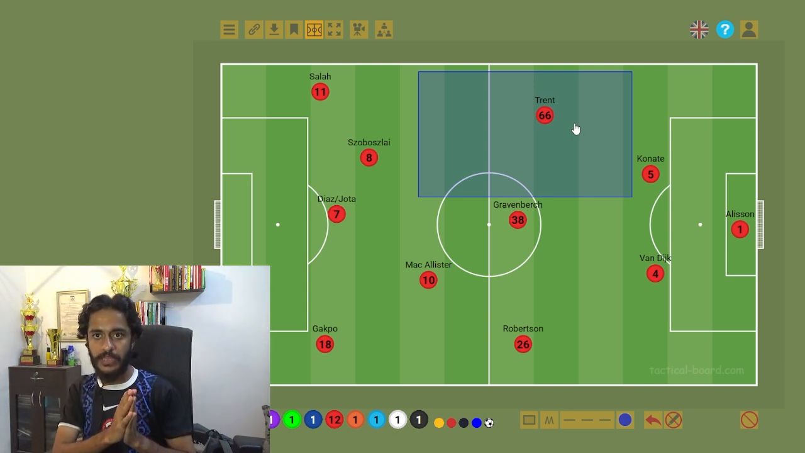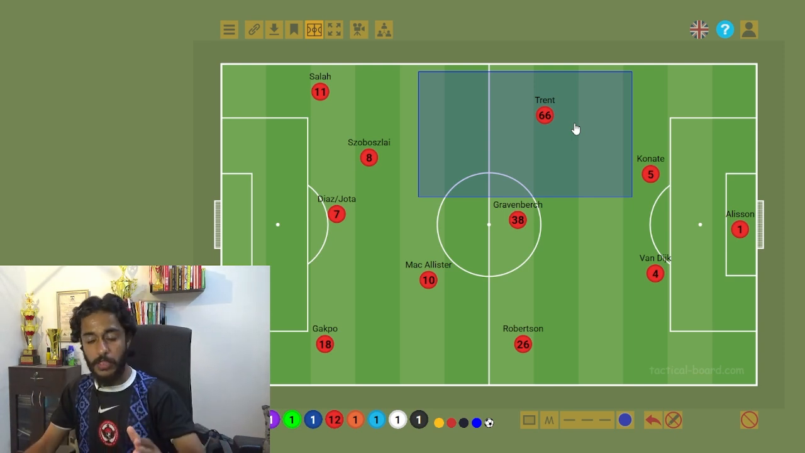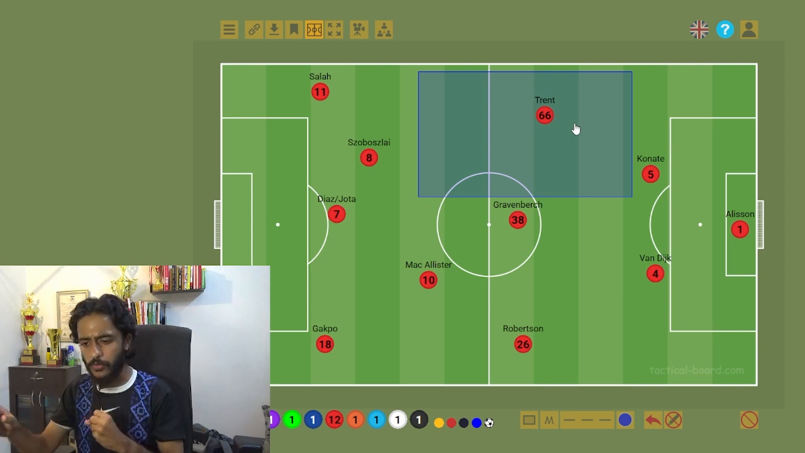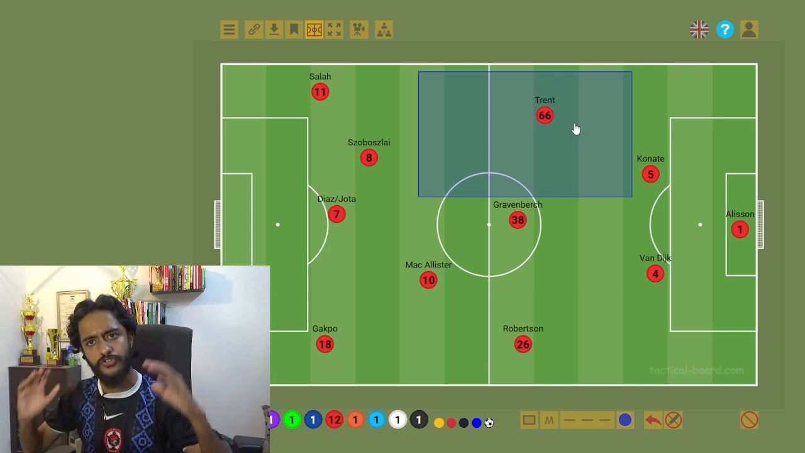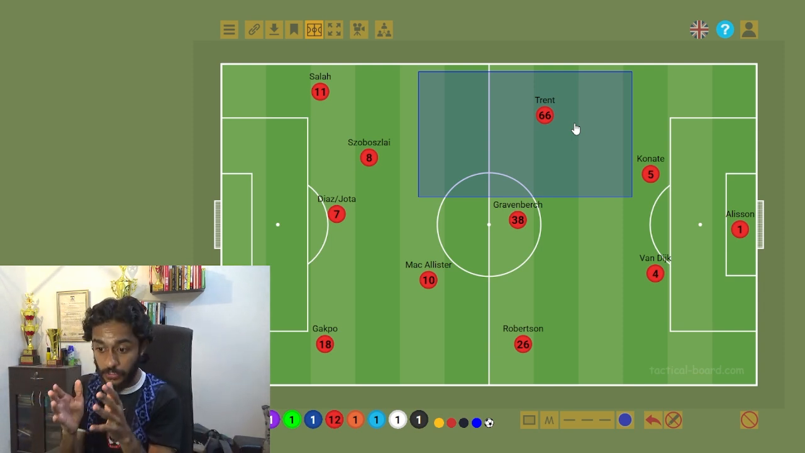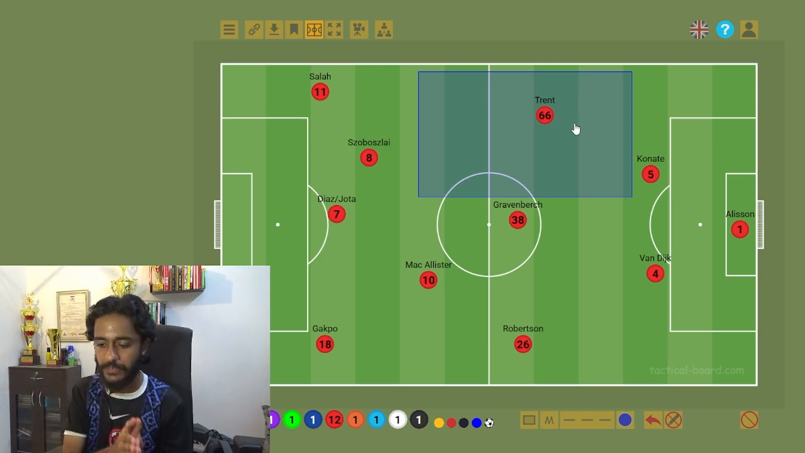First by Klopp as this bombarding right back, but second was under Slot, when the heavy metal football was out of the window, it was measured, it was the Dutch control. And in that, we saw Trent playing as a quarterback. In the blue area that I've highlighted, that is where Trent's best performances actually came.